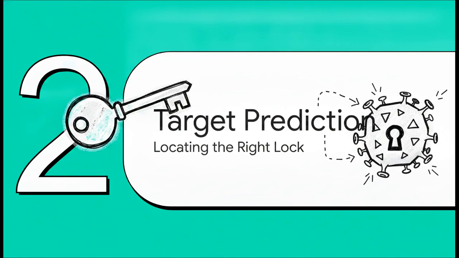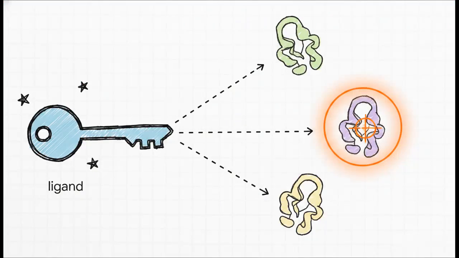Moving right along to step 2, target prediction. This is all about locating the right lock. So, if the ligand is our key, the target is our lock, which is typically a specific protein or receptor inside the human body or even on a virus. And let's be real, finding the right key is completely useless if you have no idea where the lock is, right?